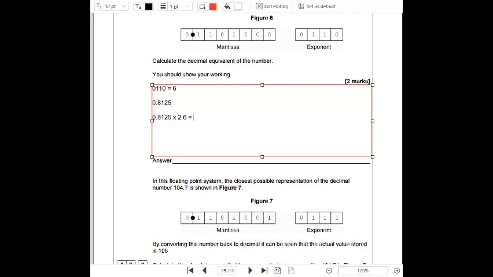So that should give us an answer of 52. Okay? So it's 2 to the power of 6, so it's that times 2 to the power of 6. So it should be 52.0, as we are dealing with decimals and normalized. So that would get us our 2 marks. Okay.